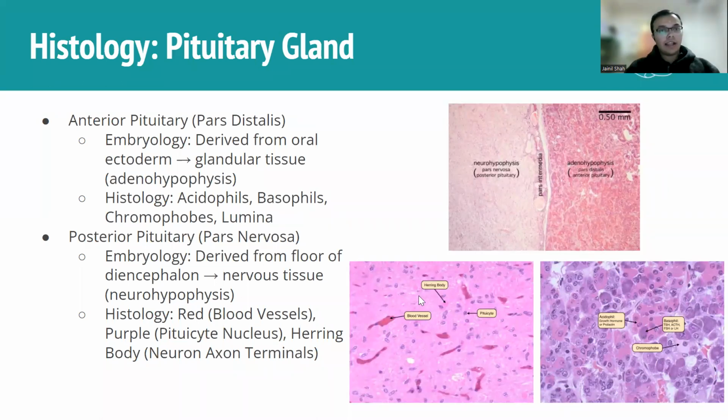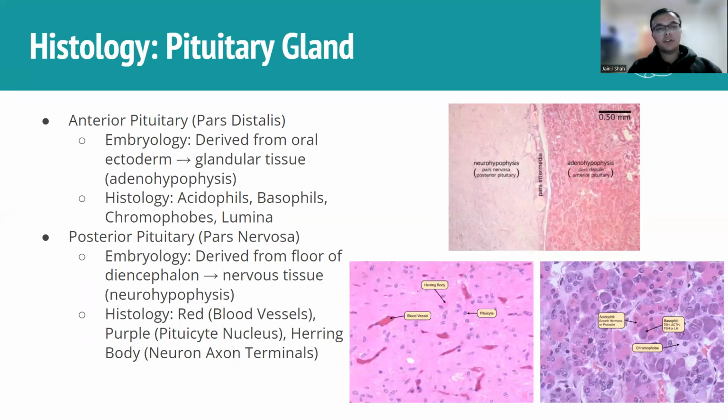And with the pituitary gland, you have a couple of important histological landmarks and points to keep in mind. So with your anterior pituitary, the first thing you have to know is the different names given to it. One name that it can also be called by is the pars distalis. And embryologically, because it's derived from the oral ectoderm, it consists more of glandular tissue and therefore is called the adenohypophysis. Adeno referring to the glandular component of it.